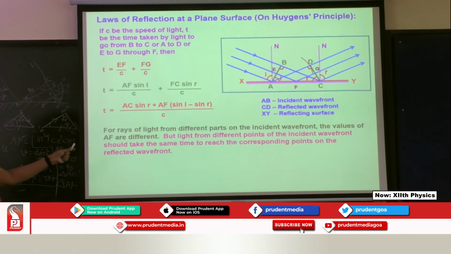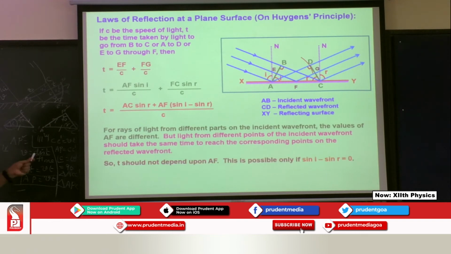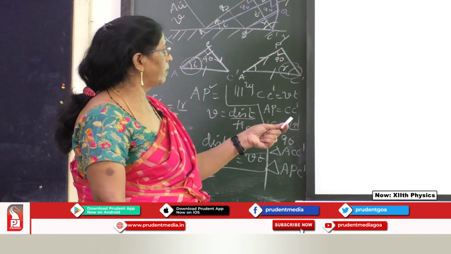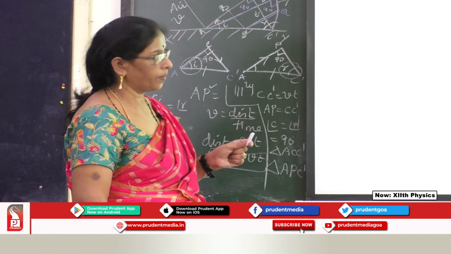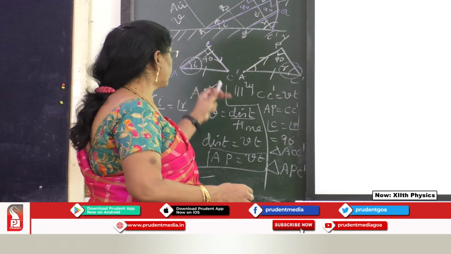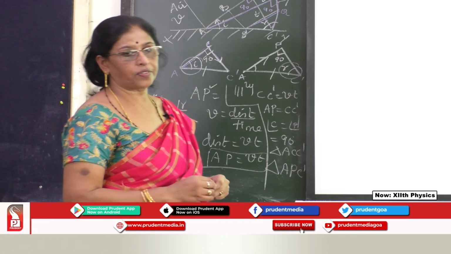For the rays of light from different parts of the incident wavefront, the values of AF are different, but light from the different points of the incident wavefront should take the same time to reach the corresponding points of the reflected wavefront. So it should not depend on AF. So therefore sin I minus sin R becomes 0. So we take it that angle I equals angle R. So this is another method of it. Okay, so this proves the laws of reflection.